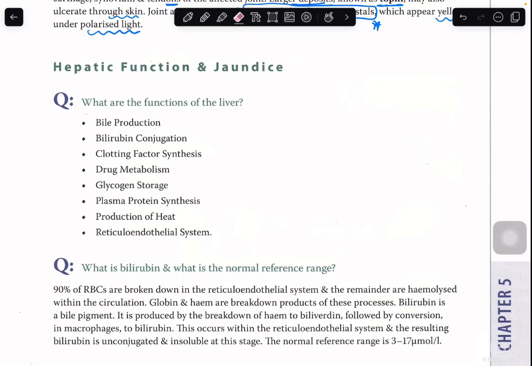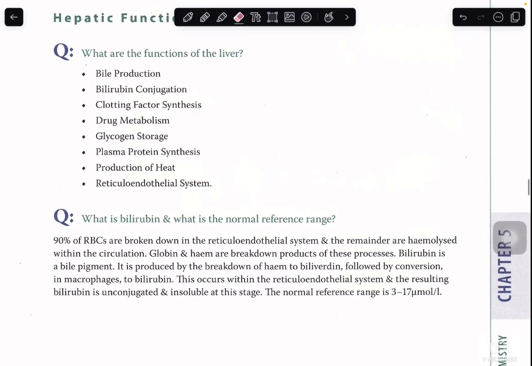So now about the hepatic function and jaundice. What are the functions of the liver? So very important: bile production, bilirubin conjugation, clotting factor synthesis, drug metabolism, glycogen storage, plasma protein synthesis, production of heat, reticuloendothelial system. So bile production and bilirubin conjugation, you can remember both of them combined.